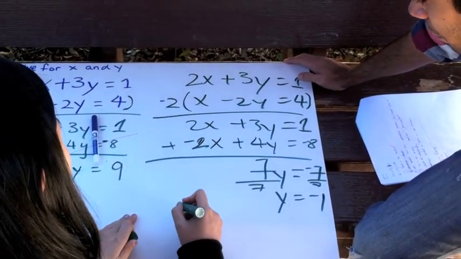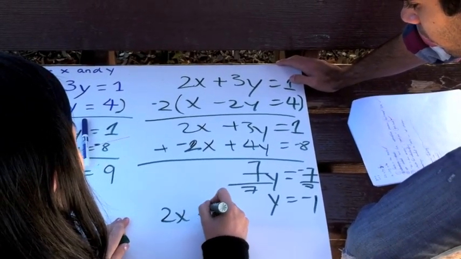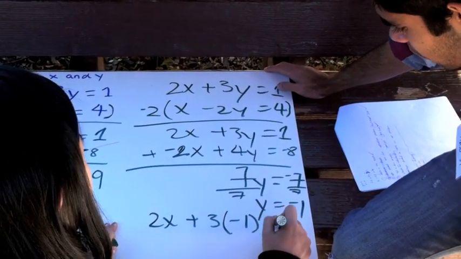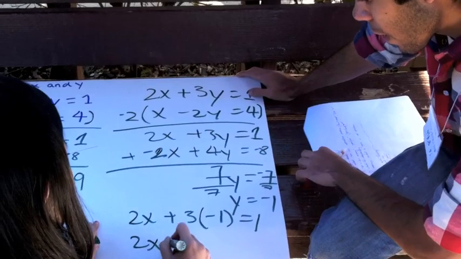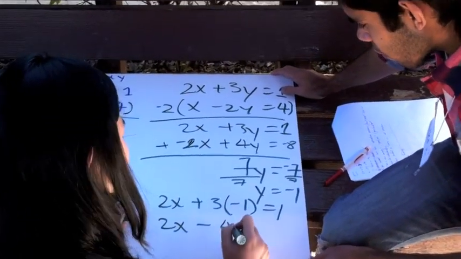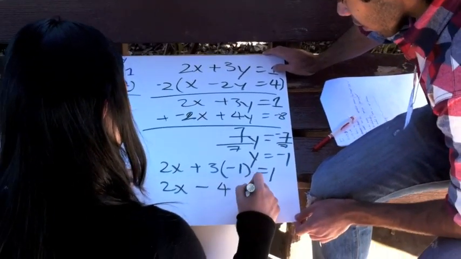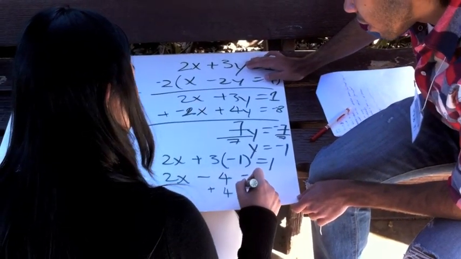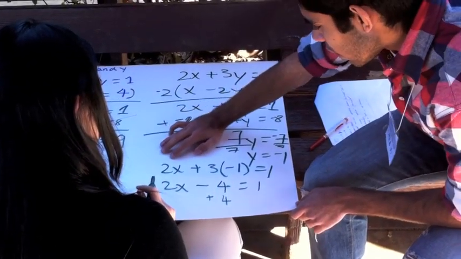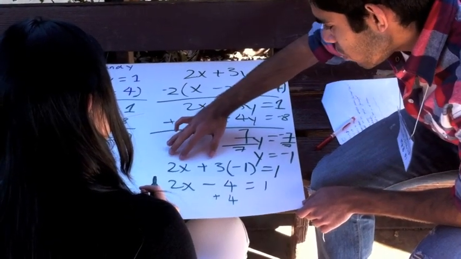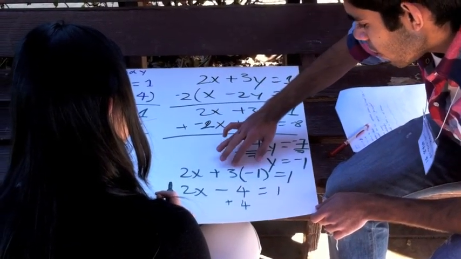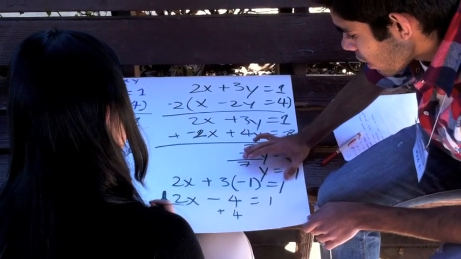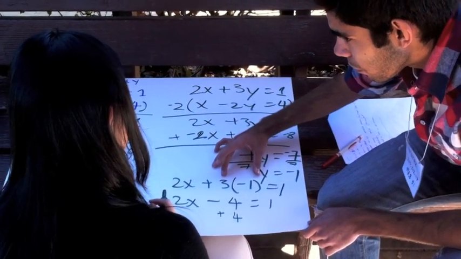Exactly. Let's go. So I have 2x plus 3 times -1, right? Mm-hmm. Equals 1. So I have 2x minus 4, right? And then I add both sides by 4. Okay. So let's go back here. What did you do here? 2x plus 3 times -1 equals 1, right? Uh-huh. What is this part?